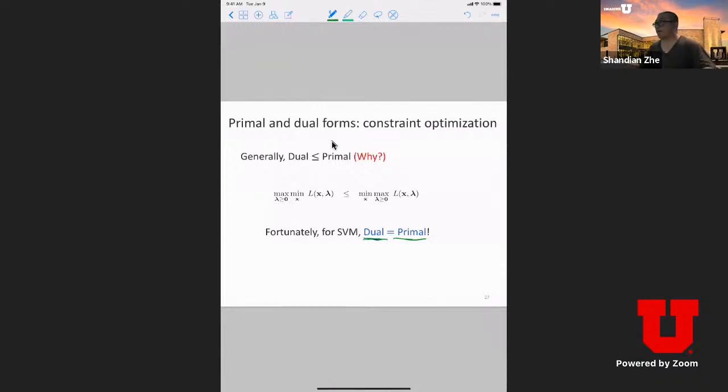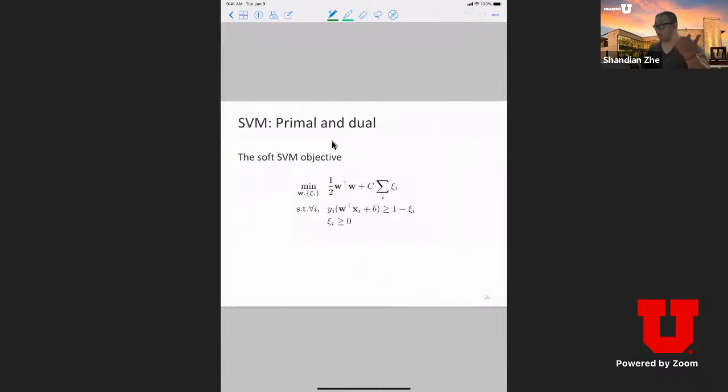In fact, the researchers, the pioneers in this area, investigated the dual form and tried to derive a lot of things, and they found many interesting insights. From the dual form results, we can say what the support vectors mean, and what kind of structure is reflected in learning linear classifiers with support vectors. Okay, so now let us look at the SVM objective.